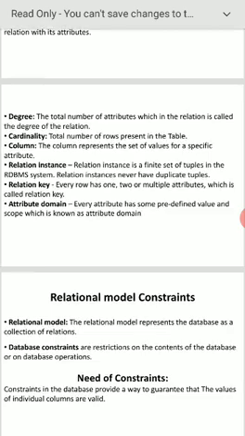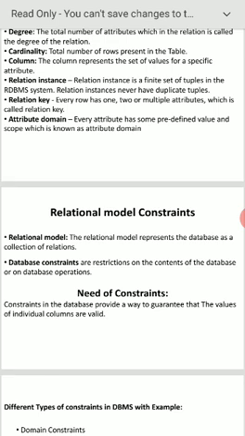Next, we will pass on to relational model constraints. The relational model represents the database as a collection of relations, correct? What is the relational model? It represents the database as a collection of relations. A relation is nothing but a table of values. I already gave the example: register number, name, class, and remarks. There you can store the values. You can store the value for the register number, the name, the class, and the remarks.